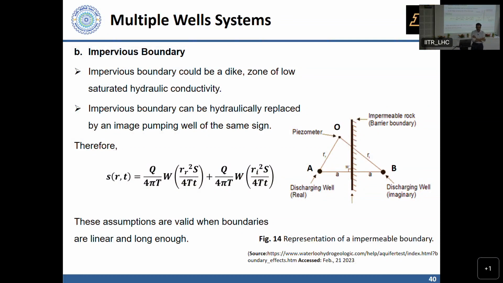Basically, the no flow boundary is basically a streamline. For a streamline to be there, the flow line should be along the boundary, isn't it? If there were no barrier boundary, the flow line would be radially towards the pumping well. So if I put another well at the same distance on the other side, and I keep pumping, the effect of the image will also be radial towards it, so the resultant will be along the barrier boundary.